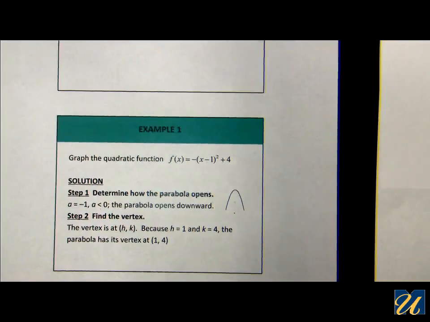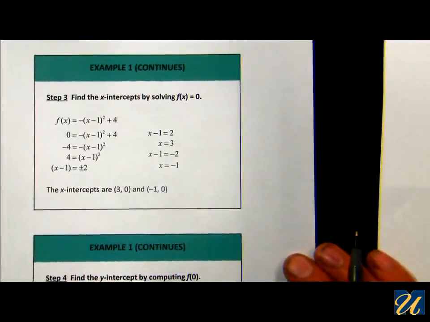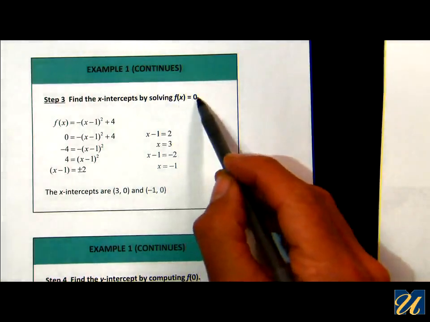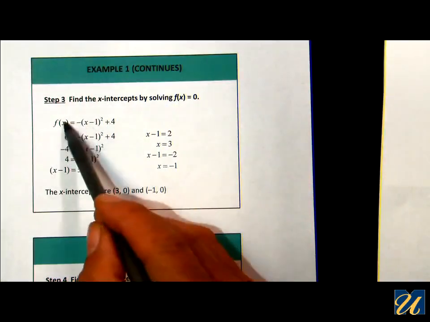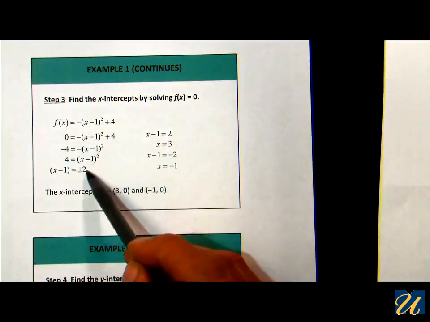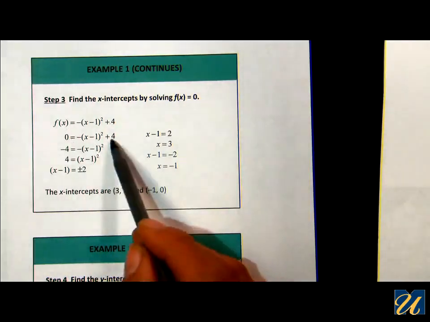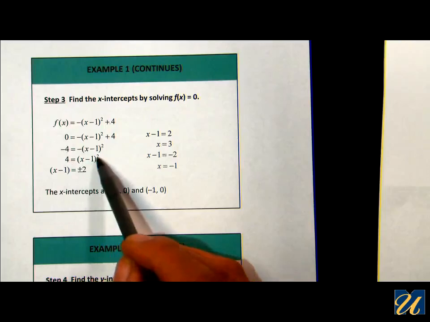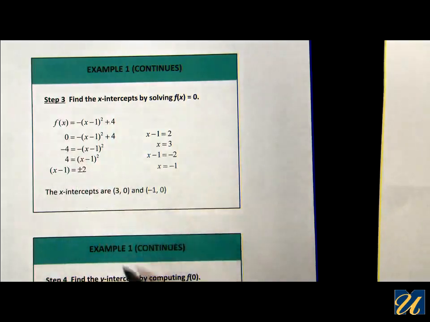Okay. Next, we'll find the x-intercepts by letting the y value be 0. So take the function, let the y value be 0, and now it's algebra to solve this equation for x. So we'll subtract 4 from both sides, then we'll multiply both sides by negative 1 to take care of that. We'll undo the square by square rooting both sides. Careful when you take the square root, you always get plus or minus.